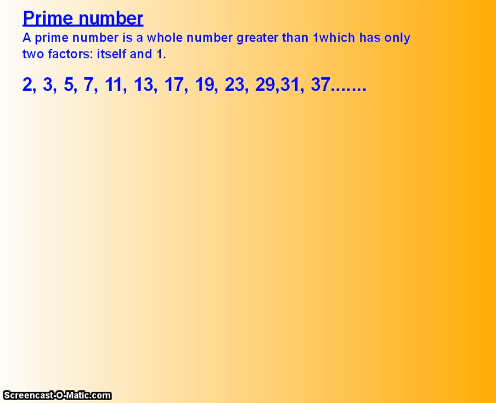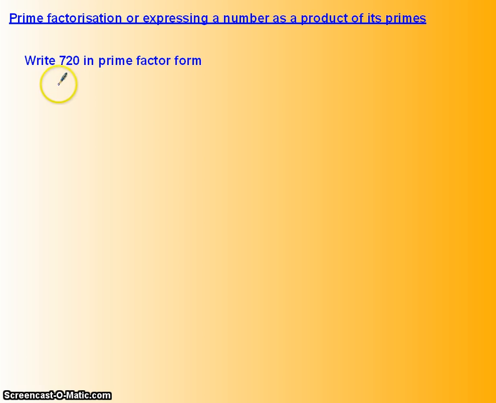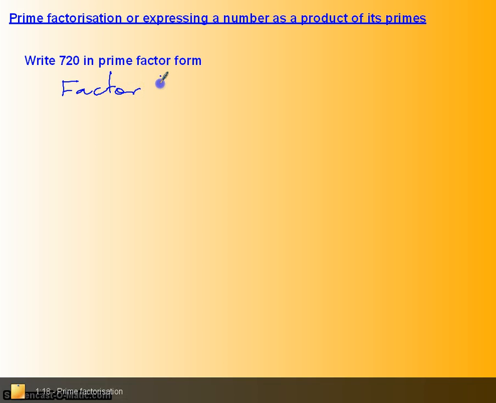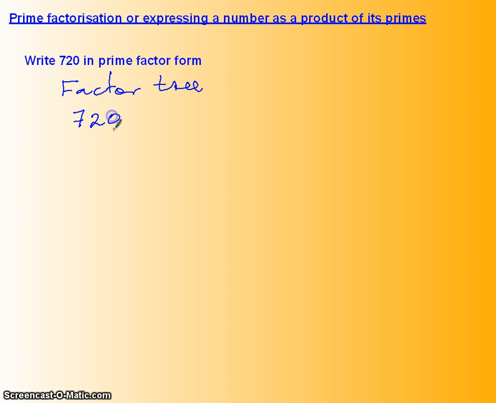Now we're going to learn how to express numbers as a product of their primes. So here we have 720. There are various methods to do this. I'm going to use what we call a prime factor tree. So we have 720, and we want to express it as a product of its primes.